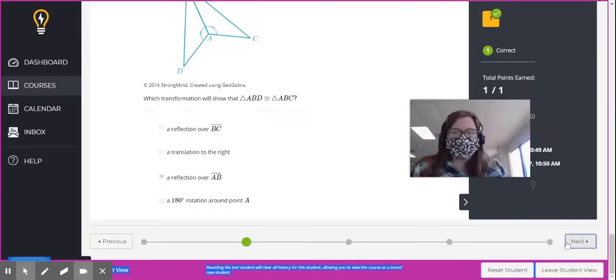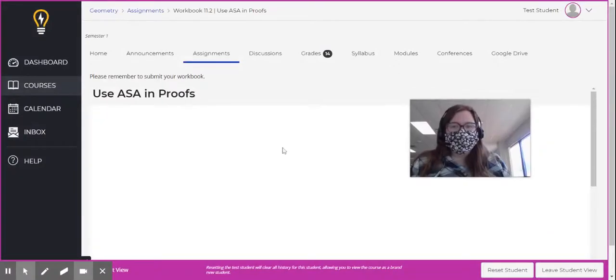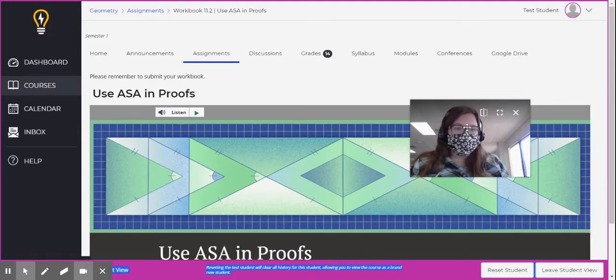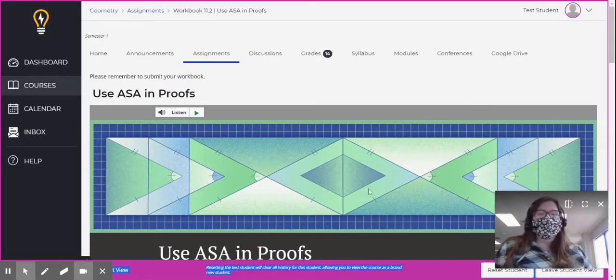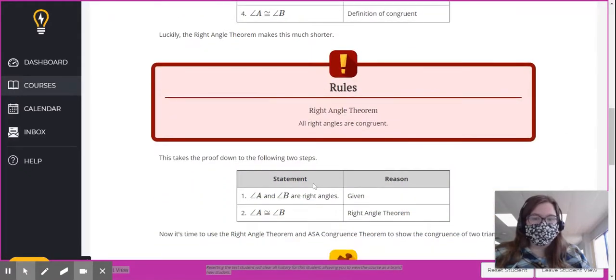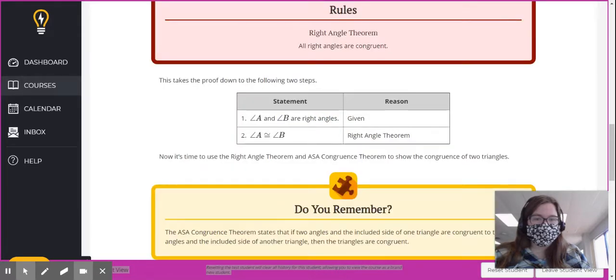All right. So this is 11.2. We're going to talk about how to use those in proofs, since that is what we do with this course, is do lots of proofs. So with any proof, we always start with given. They talk about the right angles that are the same. So basically you have to set it up so there are two angles that are the same and one segment that is the same. So we have angles that are right angles. This is the right angle theorem: all right angles are congruent. So if they're right angles, they're all congruent.